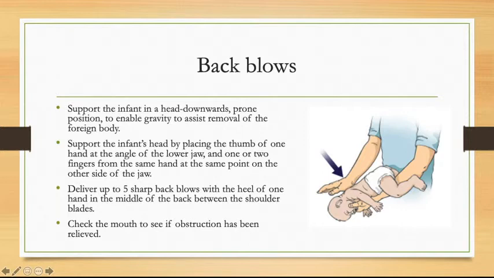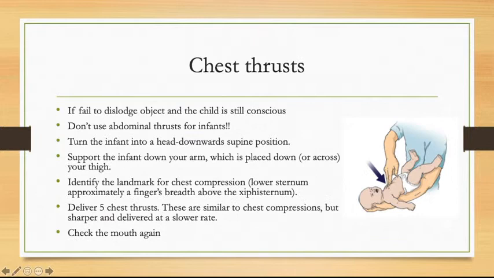With your other hand, you aim for the area in between the shoulder blades and deliver up to 5 sharp back blows with the heel of one hand. It doesn't have to be fast. After those 5 back blows, you then turn the baby over to see if the obstruction has been relieved. Chest thrusts are next if the obstruction is still there and the child is still conscious. If they're unconscious, then you would have to move on to CPR.